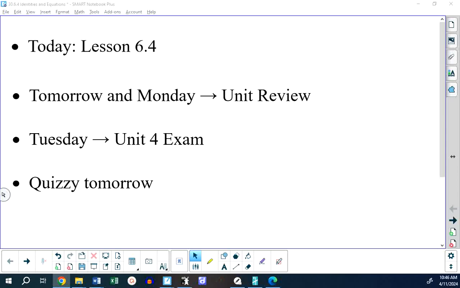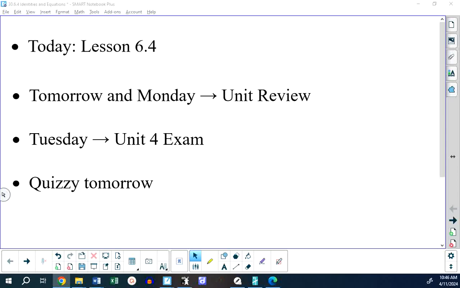And that means your unit exam is on Tuesday of next week. I'm planning a little quizzy tomorrow, like a 10-minute deal, dealing with identities and what we're dealing with today. We're in the realm now of me expecting you to be able to do stuff with trig, whether it's solve an equation or simplify an identity. I'm not going to give you a proof on a quiz because it's too time consuming. There are more efficient ways for me to find out if you know what you're doing than dealing with a proof.